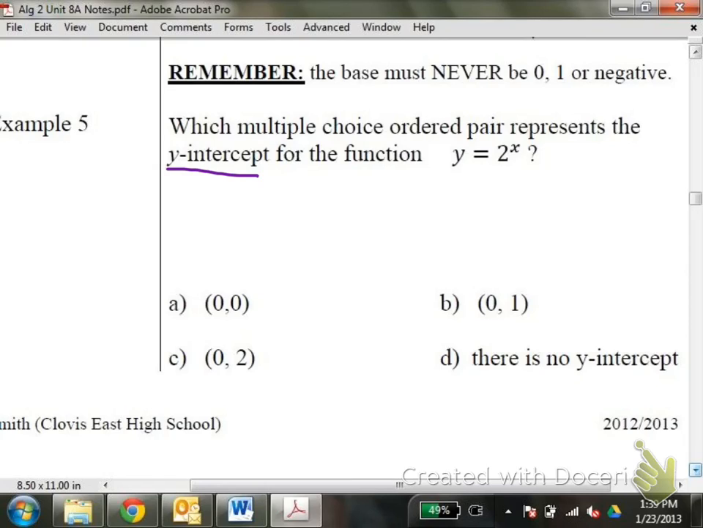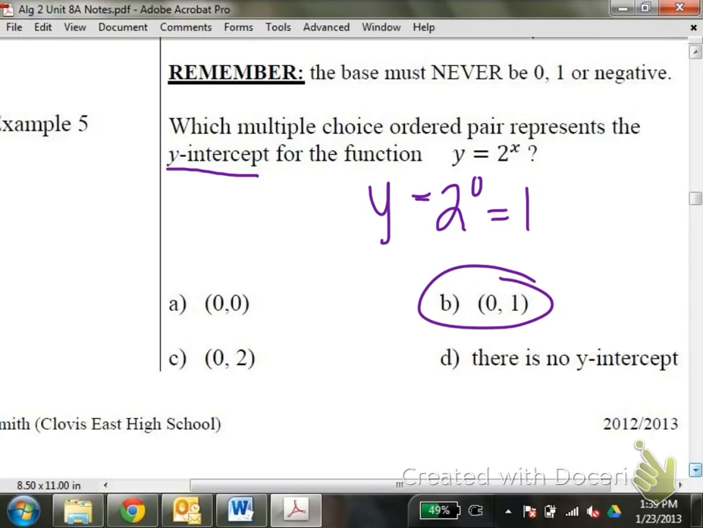So what do you guys notice about all of your answer choices? They all have 0 for what? For x. So why don't we plug in 0 for x and see what happens? If I have y equals 2 to the 0, what does that give me? Y equals 1. So which point is (0, 1)? B.